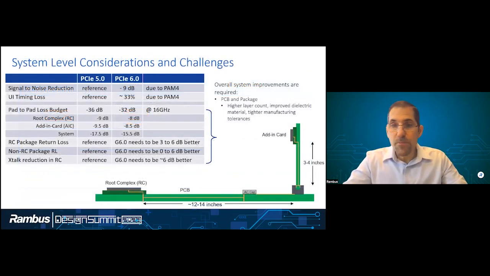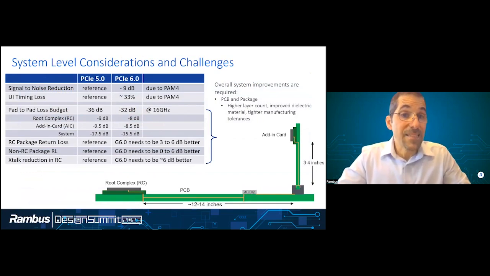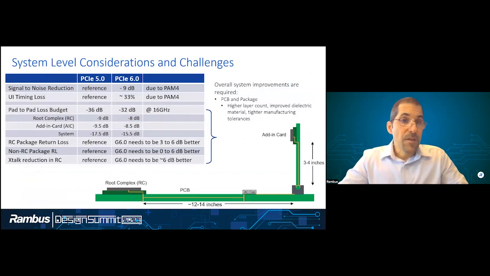Now I'm going to jump a little bit more into the meat of the presentation, system level considerations and challenges. So this is comparing Gen 5 to Gen 6, where we're using Gen 5 as a reference. Signal to noise reduction, roughly moving to a PAM4 signal, we're losing approximately 9 dB of signal. From a unit interval timing loss perspective, roughly a third, if you recall the eye diagram I showed you on the previous slide, roughly a third of that window is being reduced because of PAM4.